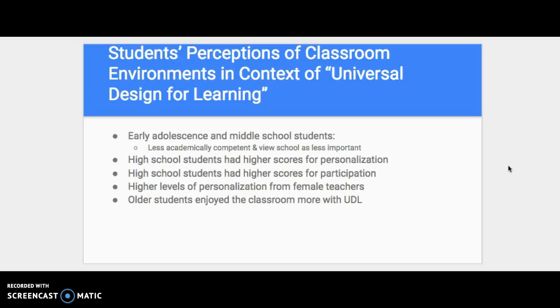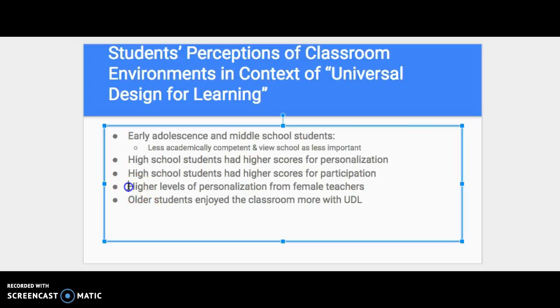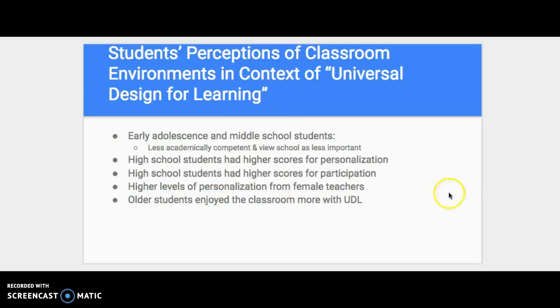So it was interesting to find out that high school students actually scored higher. In this study, there were about 800, I think 837 participants. High school students scored the highest on personalization and participation. UDL basically worked the best in the high school setting. And one thing that I found really interesting is that female teachers actually practice UDL. They implement UDL more than male teachers. So students in a classroom with a female teacher are more likely to see UDL than those with a male teacher.